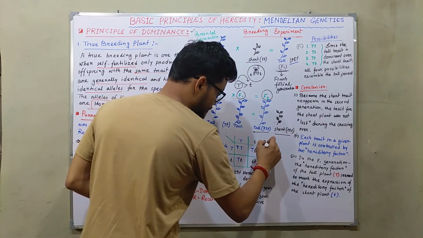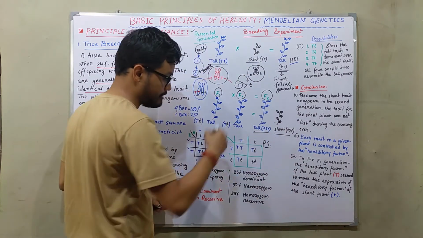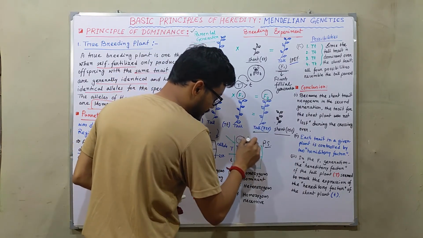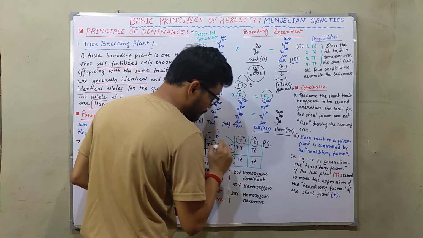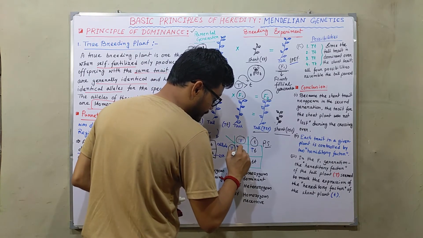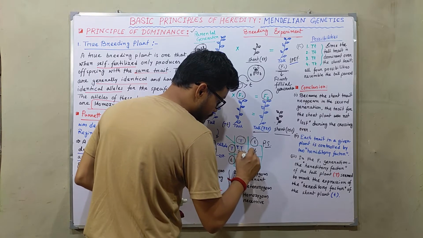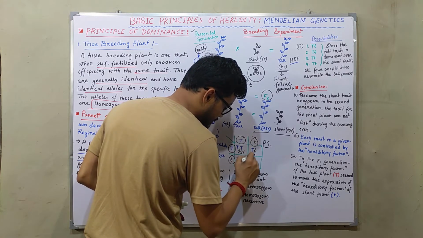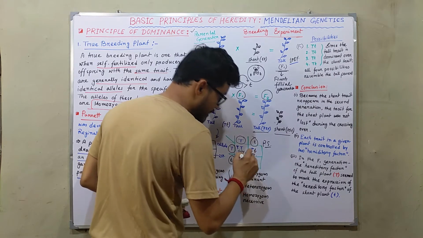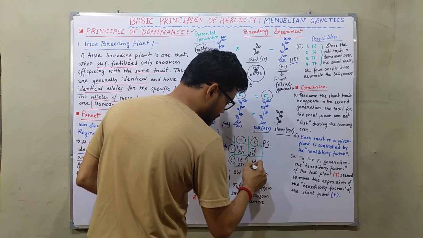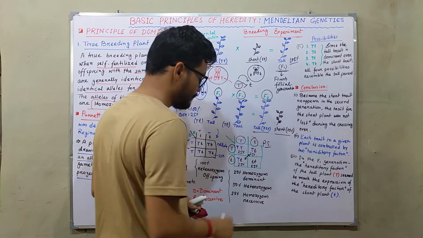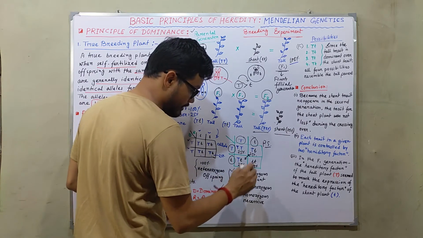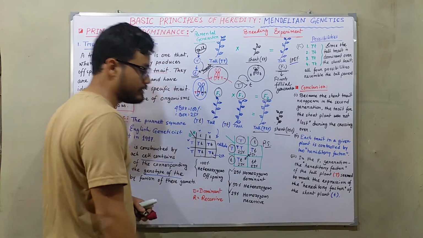Just observe this Punnett square and you will observe something very interesting: capital T capital T, capital T small t, capital T small t. So we get capital T capital T in 25% of cases, we get capital T small t in 25 plus 25, that is 50%, and we get small t small t in 25%. So in this case 25% is homozygous dominant, 50% is heterozygous, and 25% is homozygous recessive.